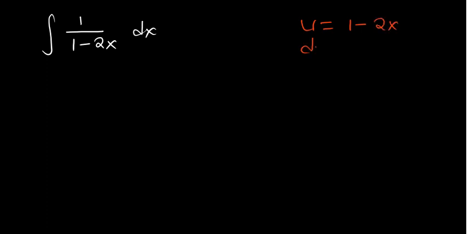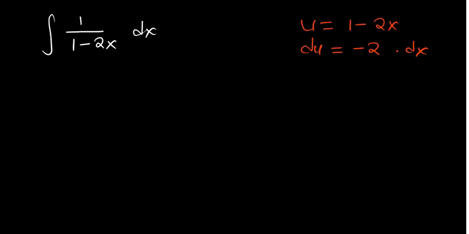Okay, so we've moved away from the trig examples. Let's look at now these are the interesting questions. Let's say we have the integral of 1 over 1 minus 2x dx. So we'll let our u be equal to the denominator. So our u is equal to 1 minus 2x. So our du is going to be negative 2 dx.